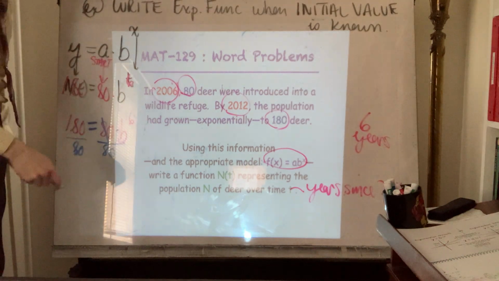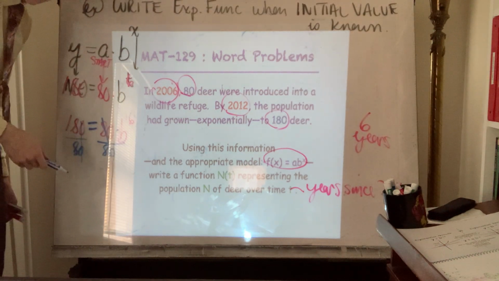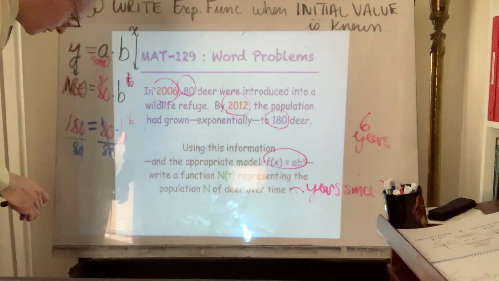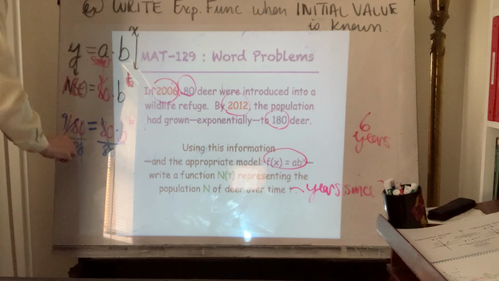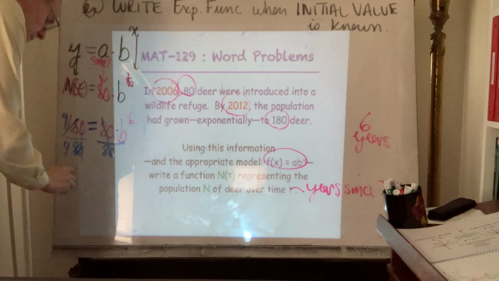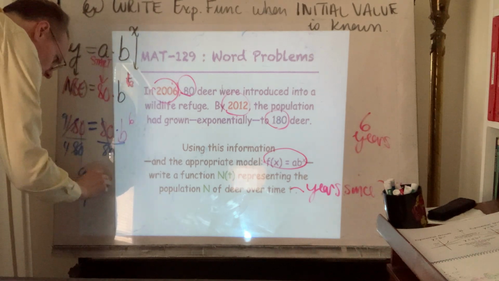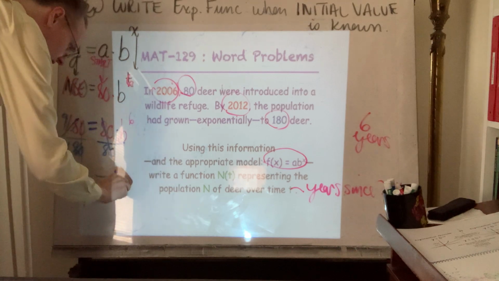180 divided by 80 is a shortcut. You're going to get an ugly number that is an improper fraction. Divide each of these by 2. That's 9, and that's 4. But leave it like that. 9 over 4 would be equal to b to the 6th.